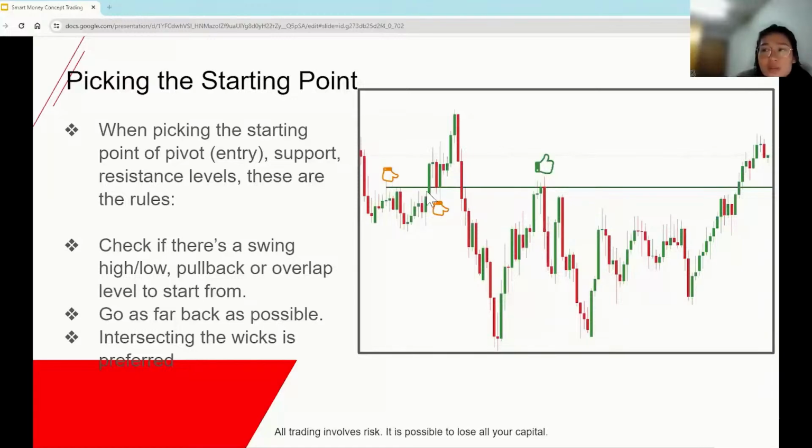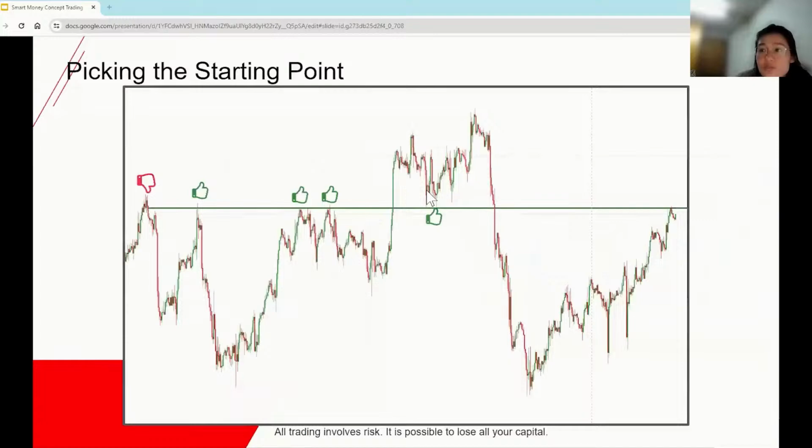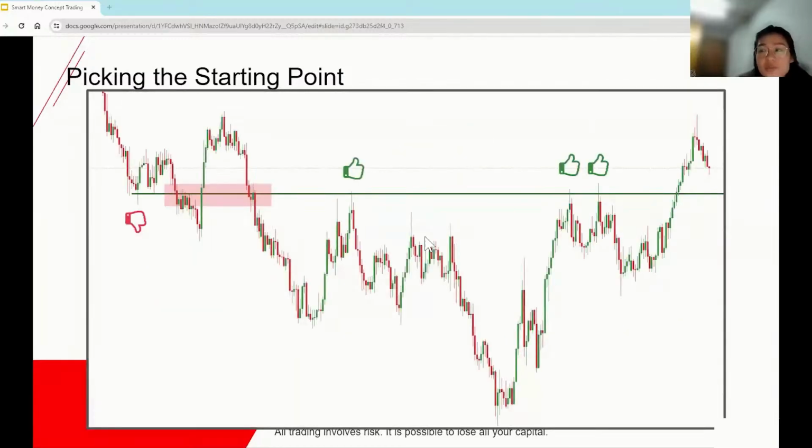It cuts a bit too many bodies of the candlesticks. For example here, you can see where the red thumb is cutting too many candlesticks. You want to make sure that you have a really clean cut, something like this. Some more examples here, clean cuts. This is a bit too messy. So we would just start our entry level from over here.